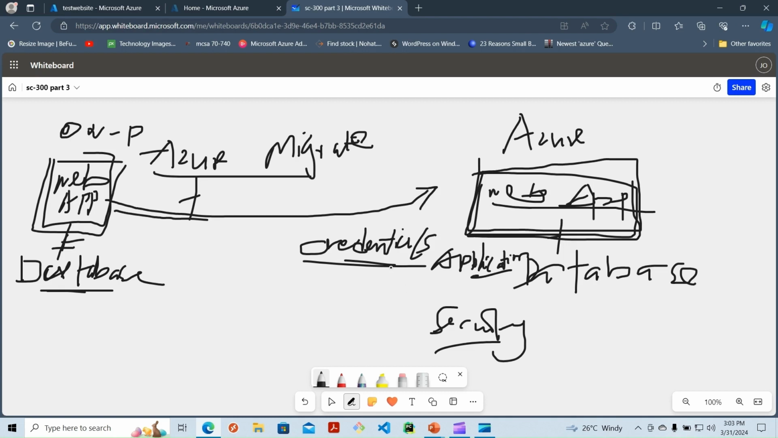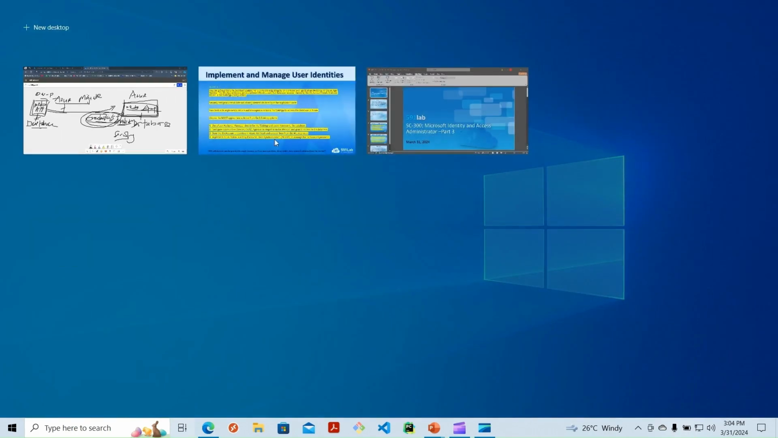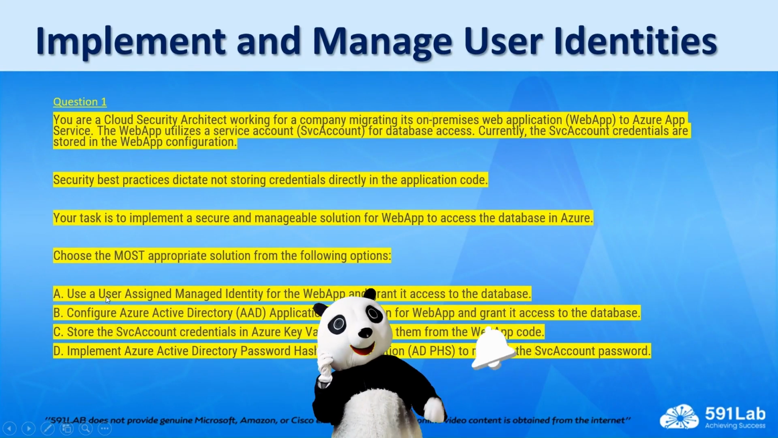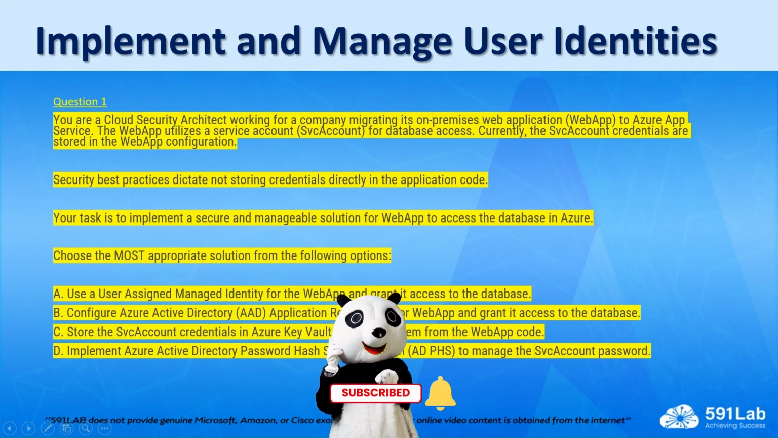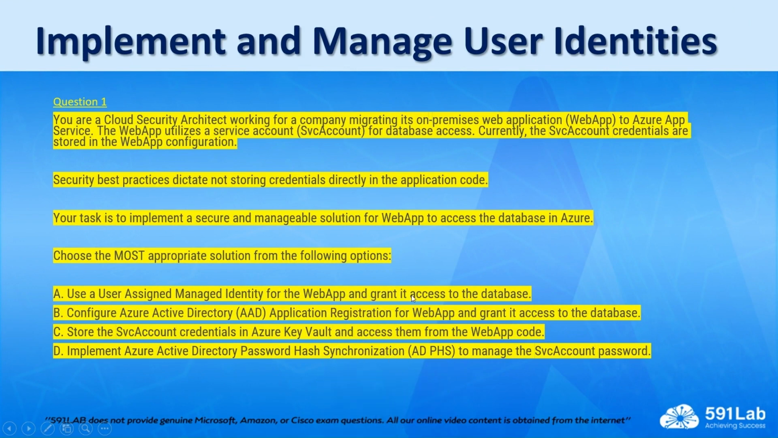The best way possible is usually storing these credentials away from the code, not in the code itself, so that even if someone has got access to your code, they don't have access to the credentials that are being used to access your application. So when we go to choice A, it's saying use a user assigned managed identity for the web app and grant access to the database.